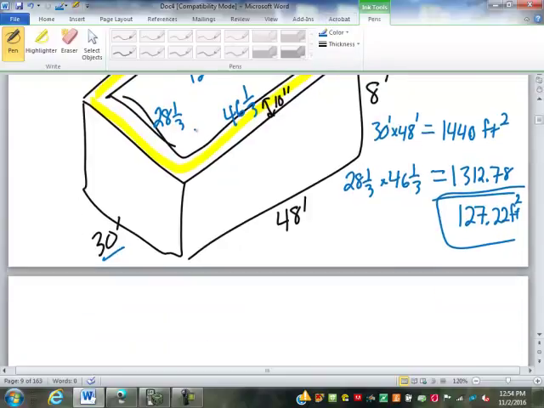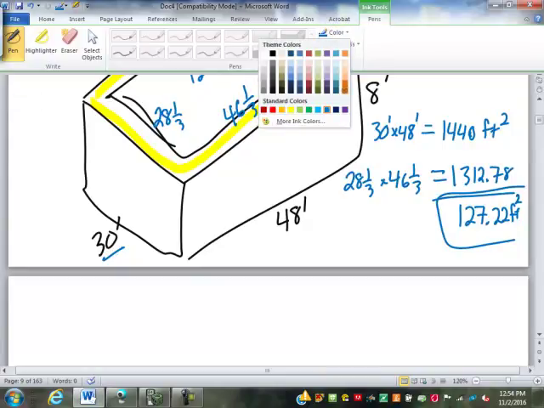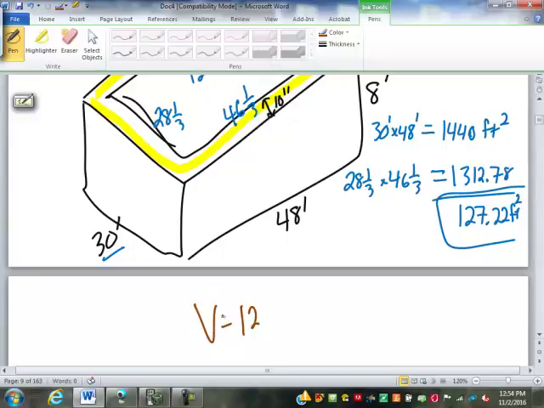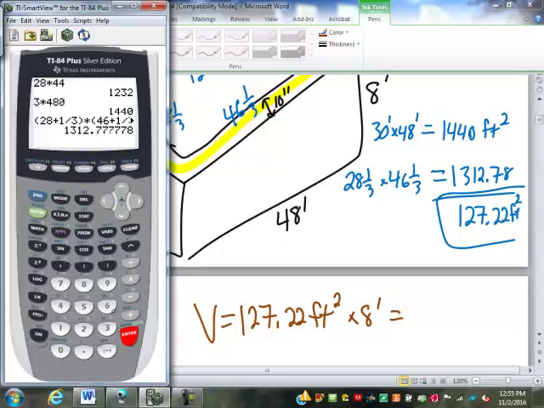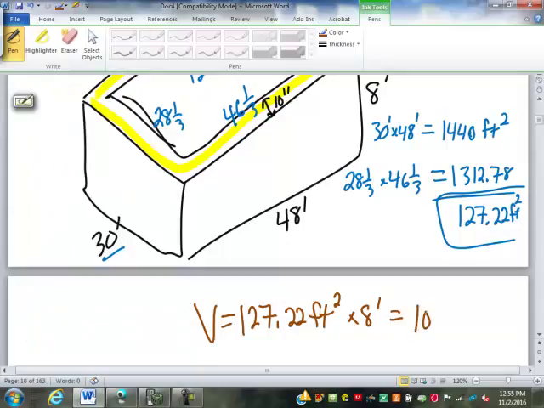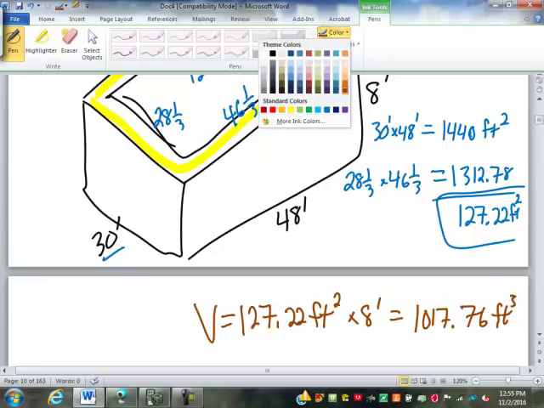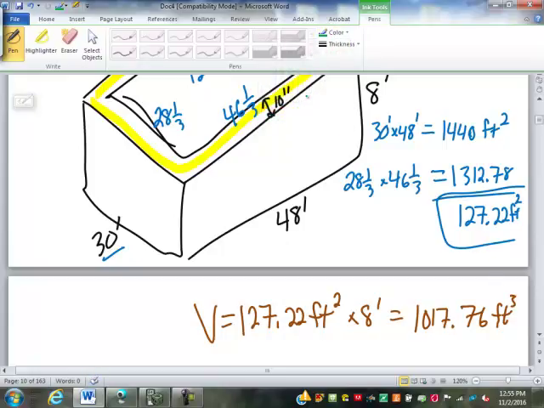Okay, now that you have that area, volume will be quick to follow. 127.22 square feet times 8 feet of height is 1,017.76 cubic feet. Now, obviously, what we're doing here is we're looking at concrete basements.